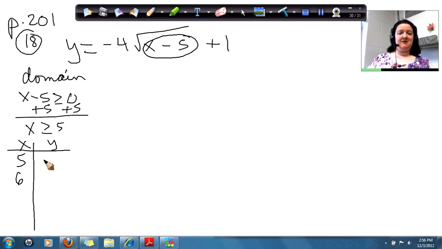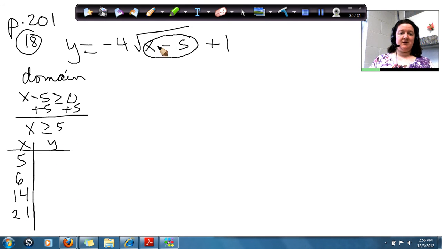I'm going to have something that gives me 3. So if I did 14, 14 minus 5 would be 9, and the square root of 9 would give me 3. And then if I pick something that gives me 4, so I want to have 16 underneath there, so 21. So let's just do those 4 problems. We don't need to do much more than those.